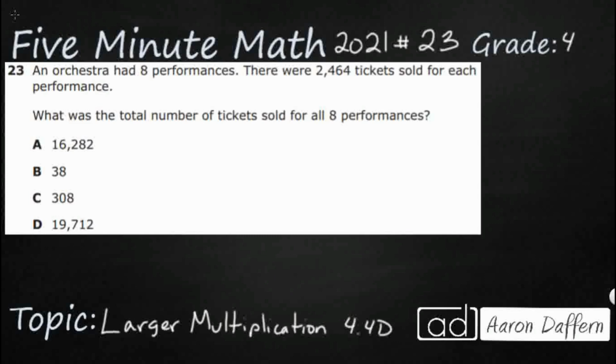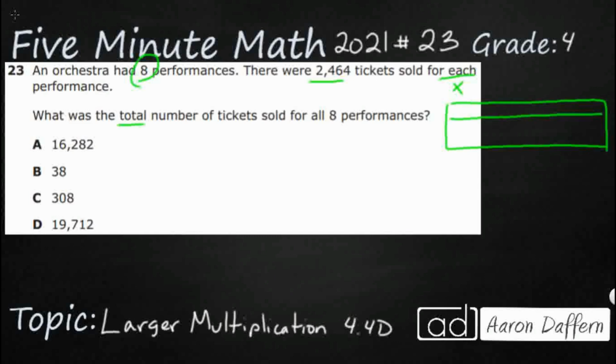So we have an orchestra that's got 8 performances, and there is an exact total of 2,464 tickets sold for each. Each lets us know most likely it's going to be multiplication. We need the total number of tickets for all 8 performances. So if we wanted to see a strip diagram, let's see if that does kind of bear out.